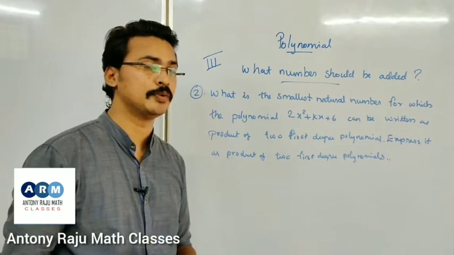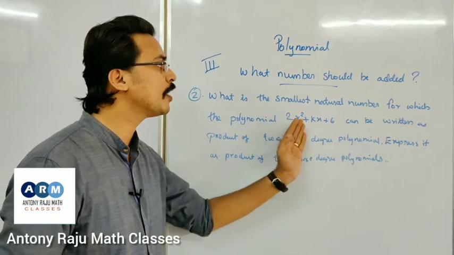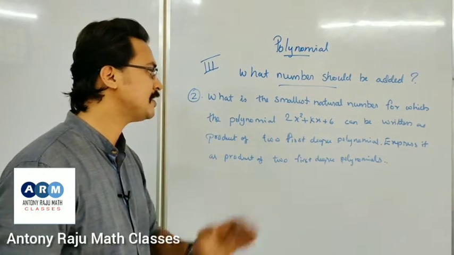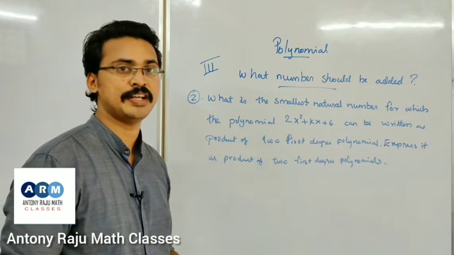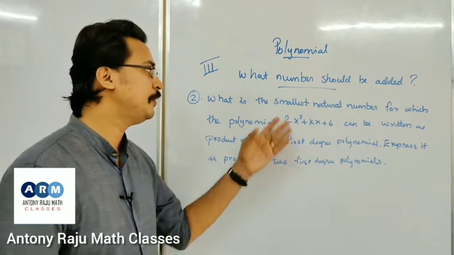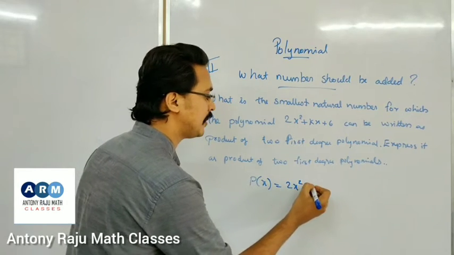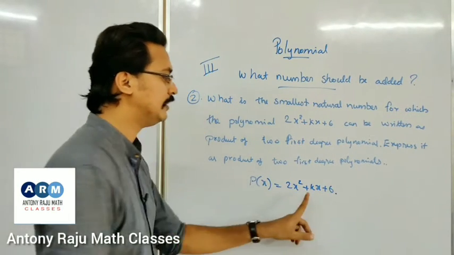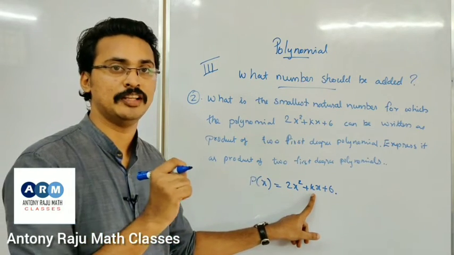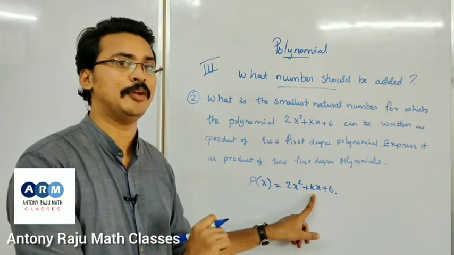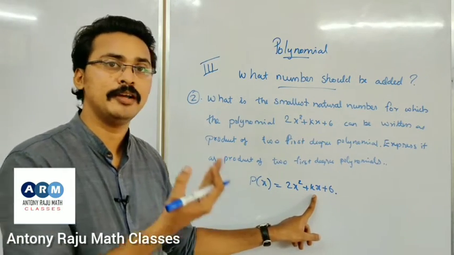Now the second question. What is the smallest natural number k for which the polynomial 2x square plus kx plus 6 can be written as a product of two first degree polynomials? P of x equal to 2x square plus kx plus 6. We need the minimum natural number value of k, so that it can be expressed as a product of first degree polynomials.